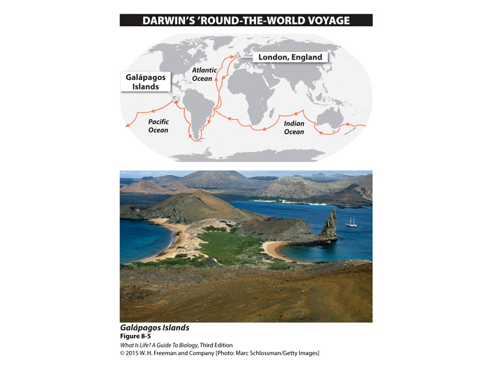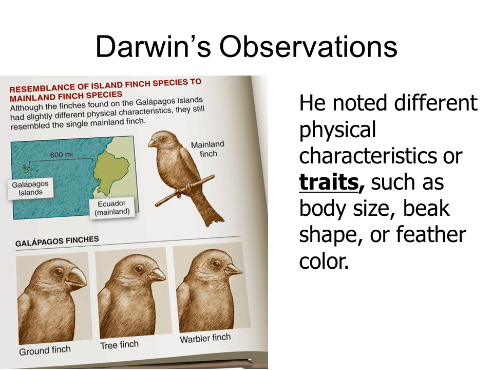So just like how Mendel recorded all these observations about the garden pea, Darwin is running around the world recording his observations. In the Galapagos Islands, he noticed some observations about finches. So he saw a resemblance of island finch species to mainland finch species. So he actually documented, I think it's 19 species of island finch. And he saw that although those finches found on the Galapagos Islands had slightly different characteristics from each other, they still resembled the single mainland finch.